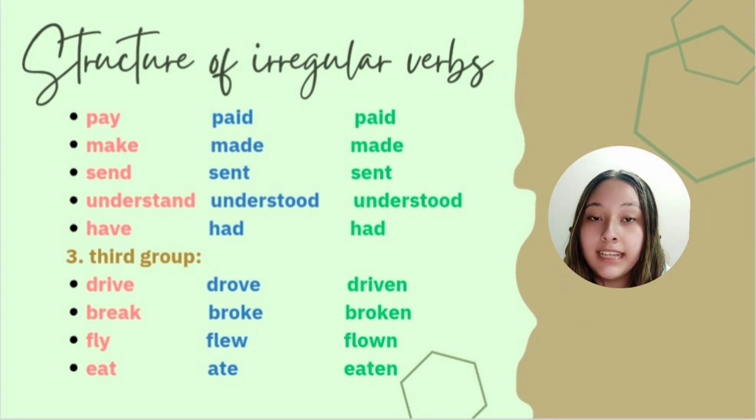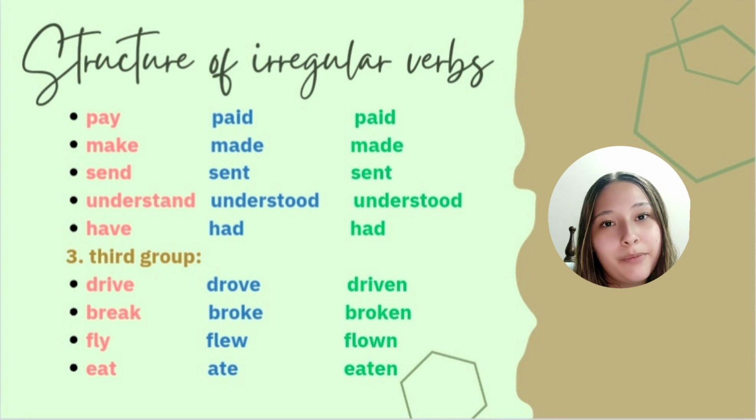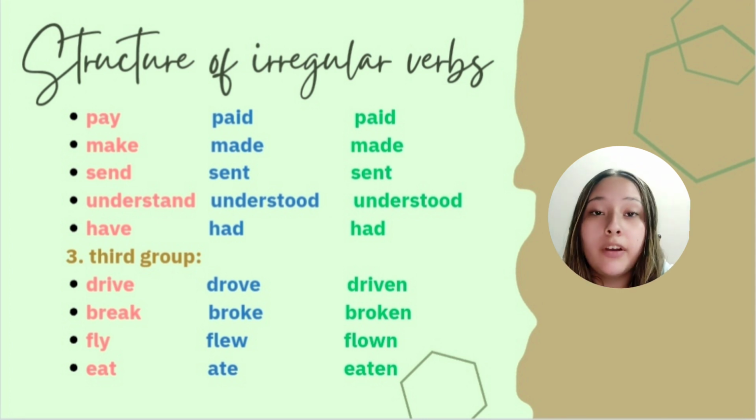And finally, the third group. The third group are those verbs that are different. The base form is different to the simple past form, and the past participle form is different too. For example, drive, drove, driven, break, broke, broken, fly, flew, flown, and eat, ate, eaten.